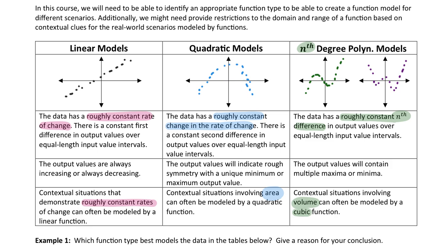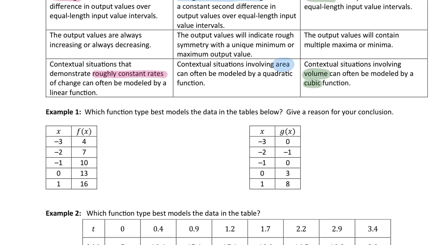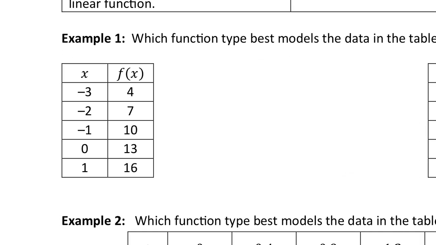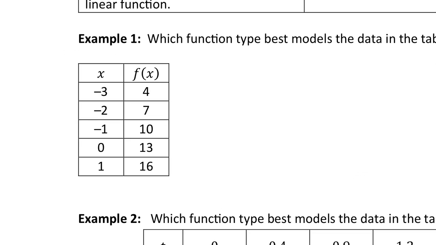Okay, so as a quick review, in a nice neat conversation right here, it says which function type best models the data in the tables below, give a reason for your conclusion. There's no context to these problems, and this data looks really nice. So we can just do what we did at the beginning of Unit 1 and check to make sure that we have equal length input value intervals. Do these change by the same number, the x's? So we have equal length input value intervals. All we have to do instead of doing a whole average rate of change is see how these numbers change.